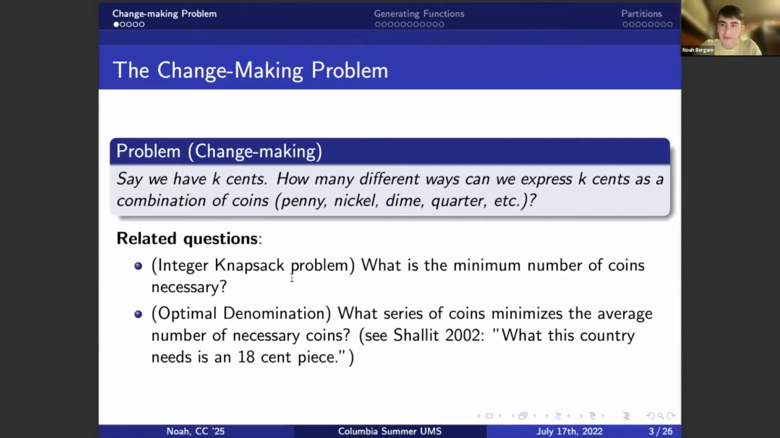It turns out that our own system works well, but it might not be the best. I was reading an article by Shallot that said that what this country needs is an 18-cent piece. And they go through a bunch of the mathematics to show that apparently if we have an 18-cent coin, it would make change making a lot easier. Stuff to consider. But in our case, we're worried mostly about this combinatorial problem of how many ways we can express K cents.